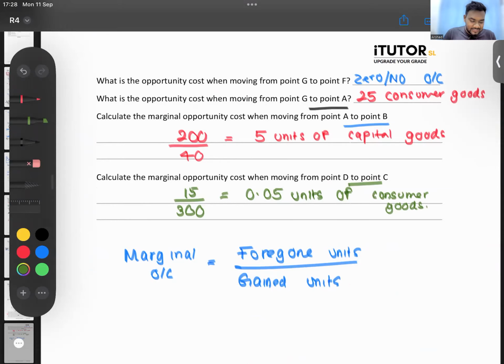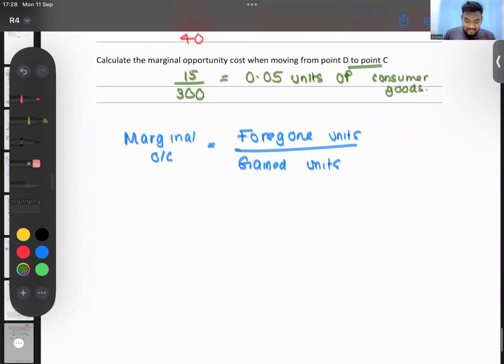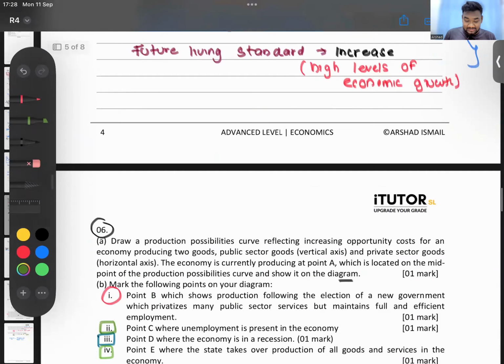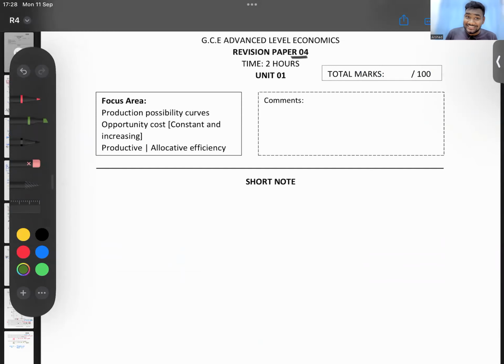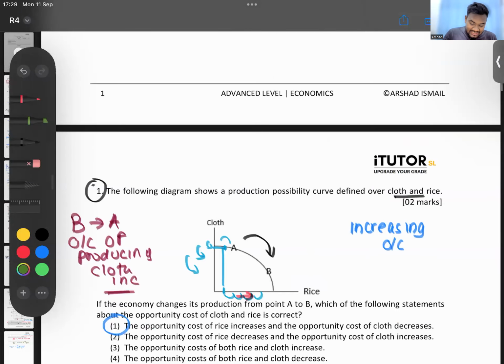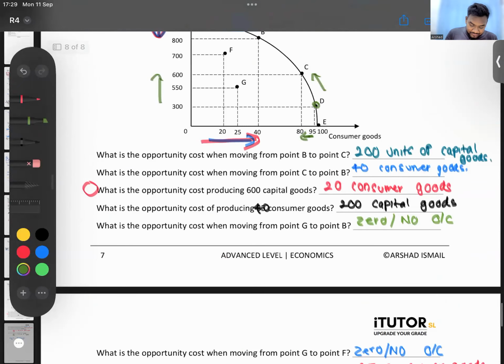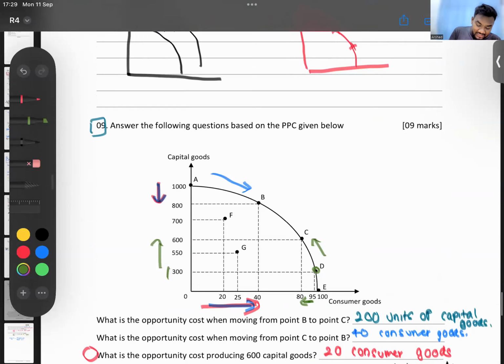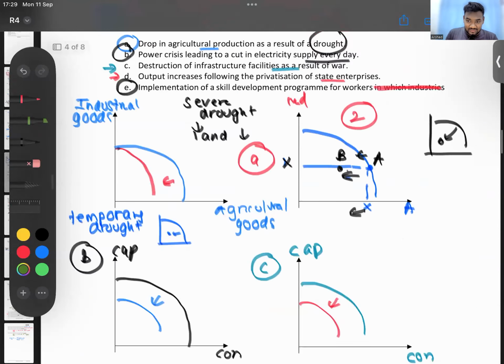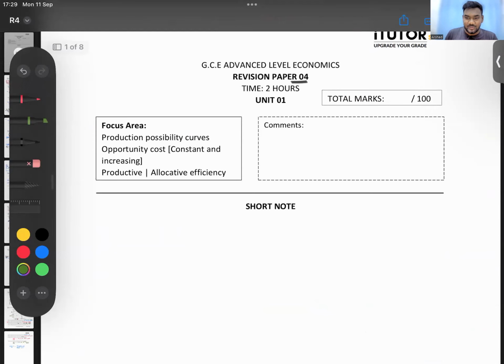Right. Okay. So that is it with revision paper number 4. I think there was a lot to learn. Did you all make the short note? Gain this 600, then gain this 300 when you're going from D to C, right? At point D, you produce 300 capital goods. Now you're going to 600 capital. So you're gaining only 300. Right. Did you all make the short note? I did not get any pictures from the unit 4 short note though. If you all make it, guys, do send me a picture, right?